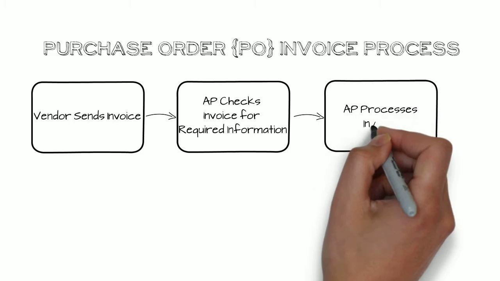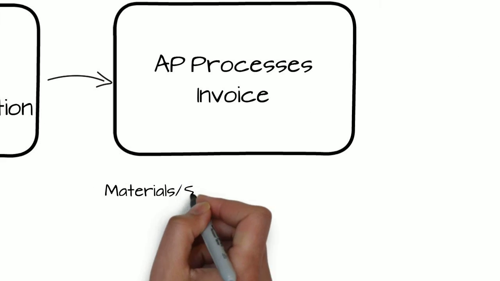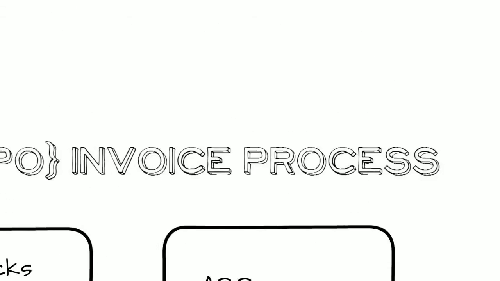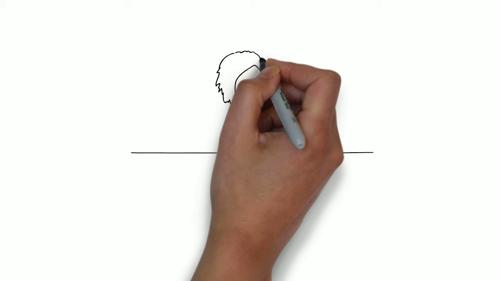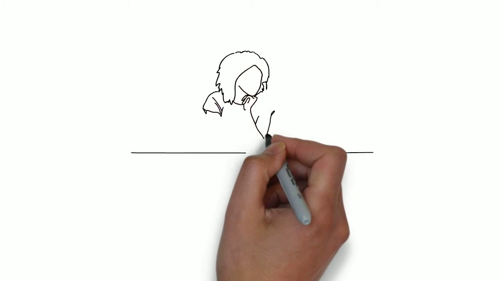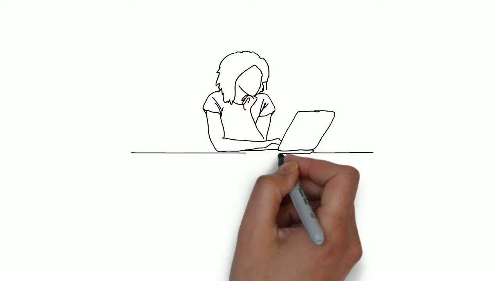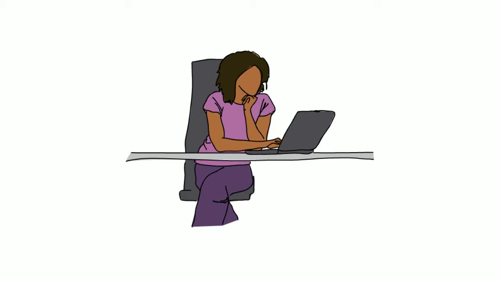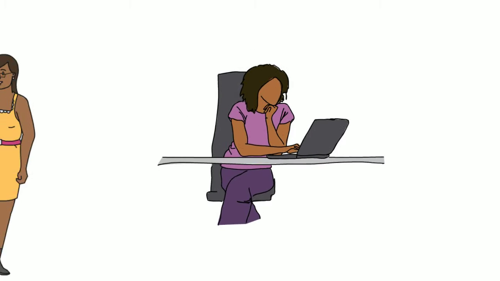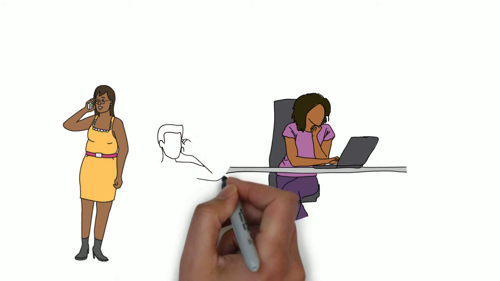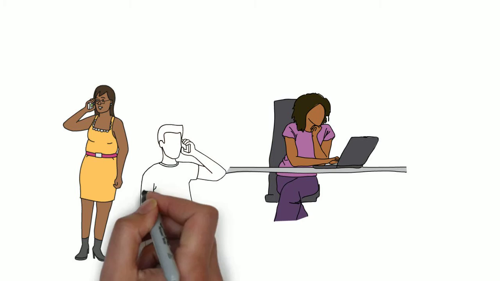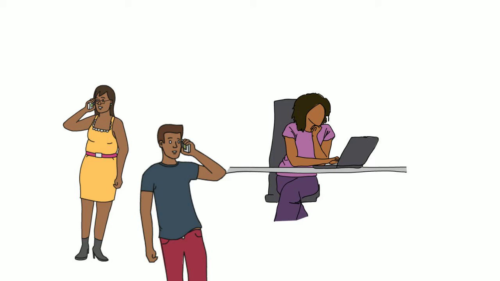AP will process the invoice in SAP and determines if a material or a services receipt has been completed against the purchase order. If the receipt is not in SAP, then the AP processor will contact the requester. Did the vendor send the invoice before TransCanada physically received the goods? Or have the goods been physically received but not yet entered in SAP? When this happens, communication is required between AP, the requester, and possibly the buyer. AP cannot pay the invoice until the receipt has been completed in SAP.